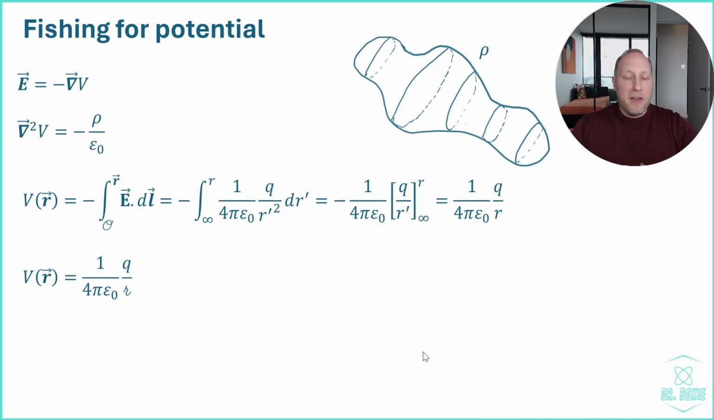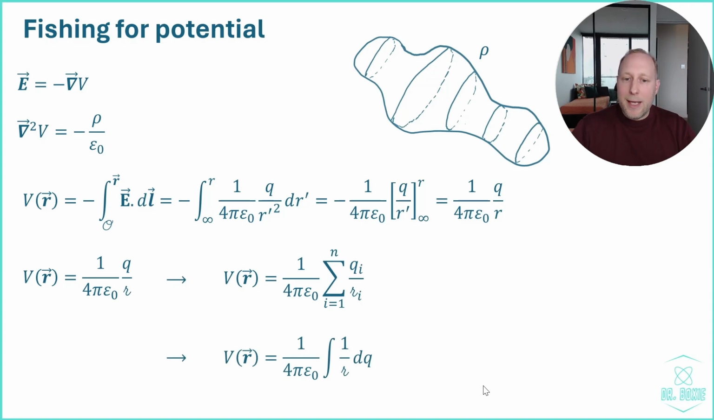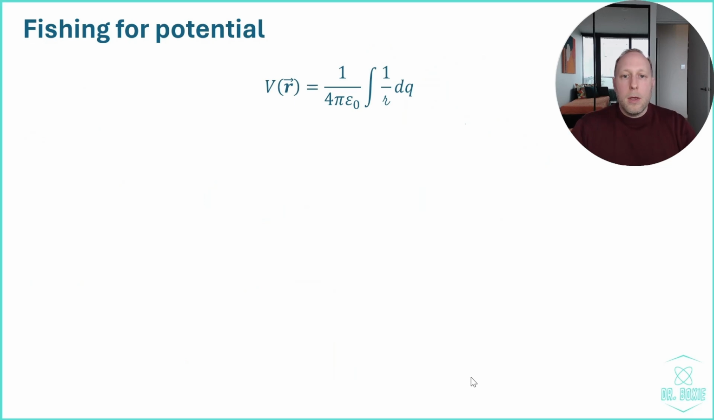So if we have n source charges spread out in space somehow, the total potential at a point r will simply be the sum of those individual potentials. And if the source charges are a continuous distribution of charges, the sum becomes an integral and we get this expression. This is what we are looking for, but we can also make it more explicit by saying how the source charges are distributed in space.